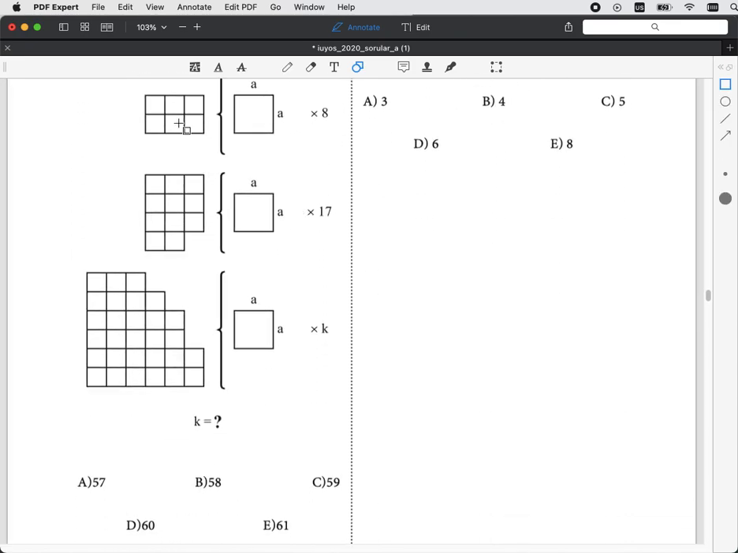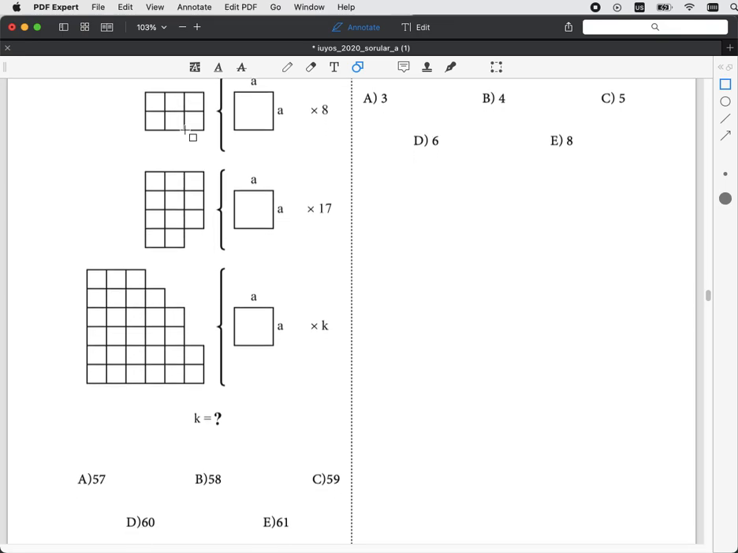Okay, 45. We have to find the absolute square. 1, 2, 3, 4, 5, 6, and 7, 8. That is why here, 8. And 1, 2, 3, 4, 5, 6, 7, 8, 9, 10, 11, 12, 13, 14, 15, 16. And 17. Okay, then we need to find here.